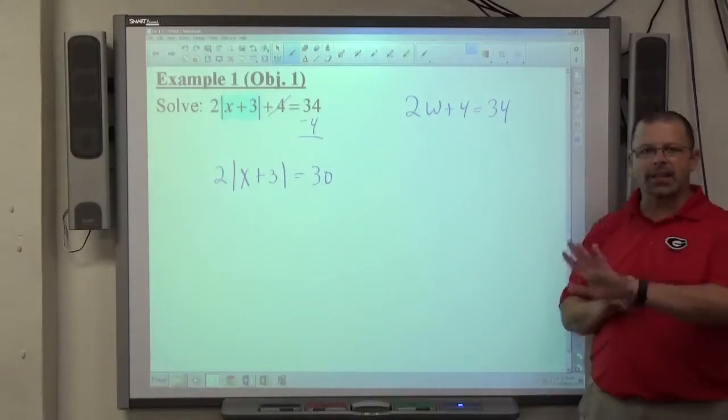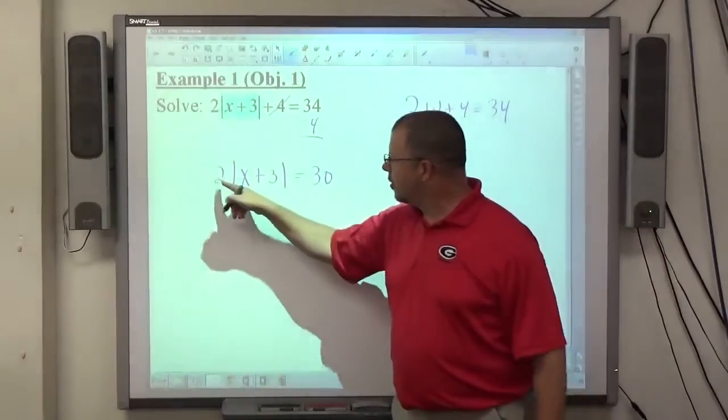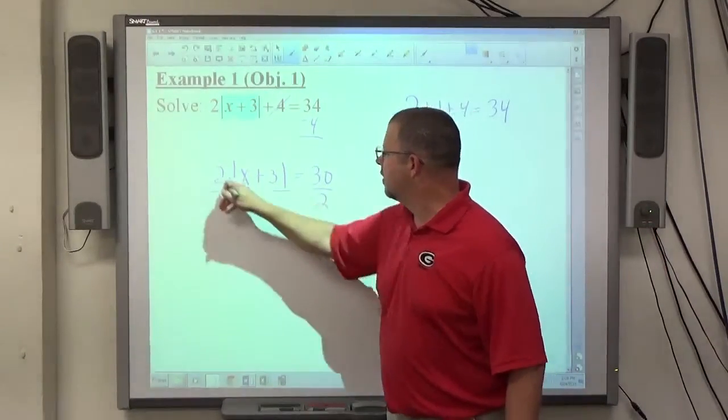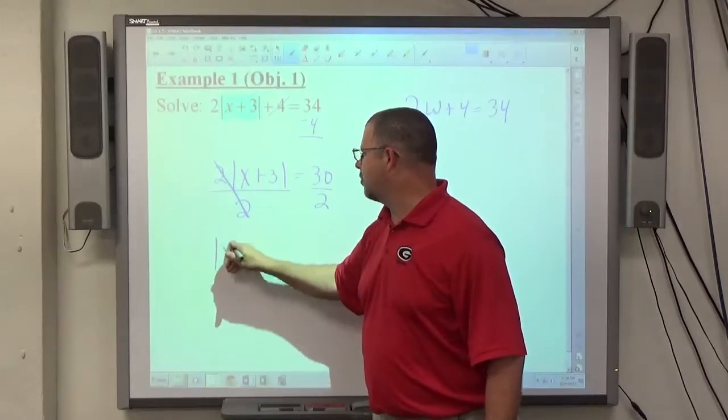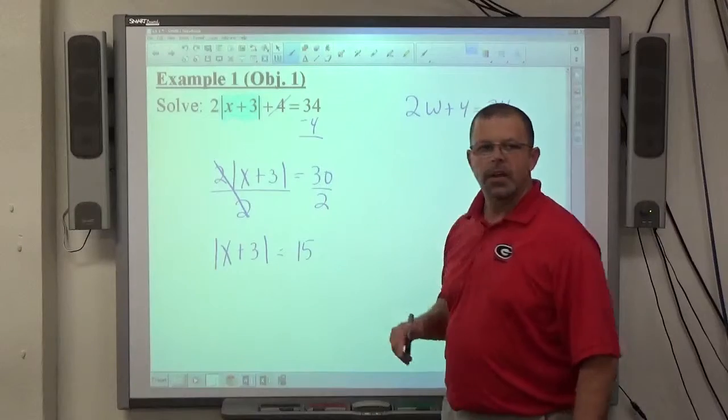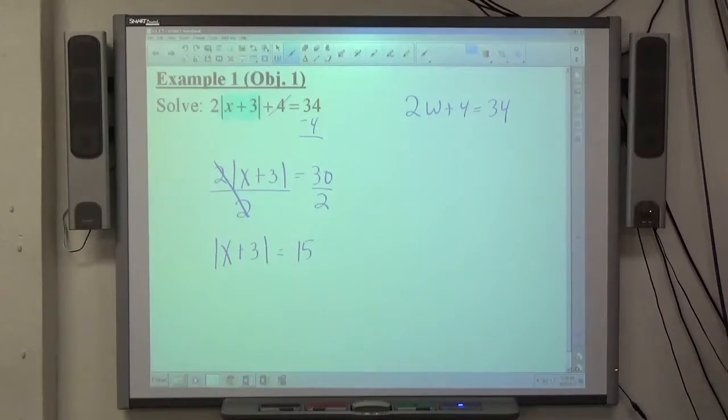Job 2 is I don't want anything in front of the absolute value bars, so it's 2 times that. I want to get rid of the times 2, so I divide by 2 on both sides. Those 2's cancel, leaving me with the absolute value of x plus 3. 30 divided by 2 is 15. That's first priority: absolute value expression equals a number.